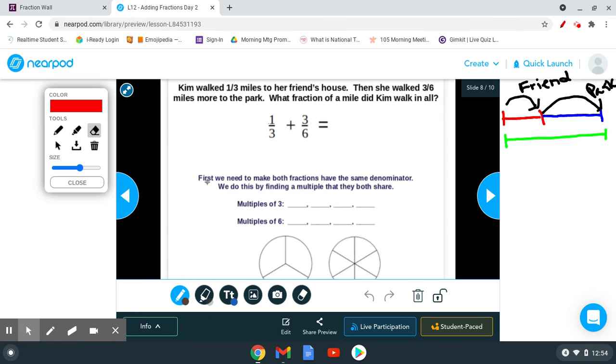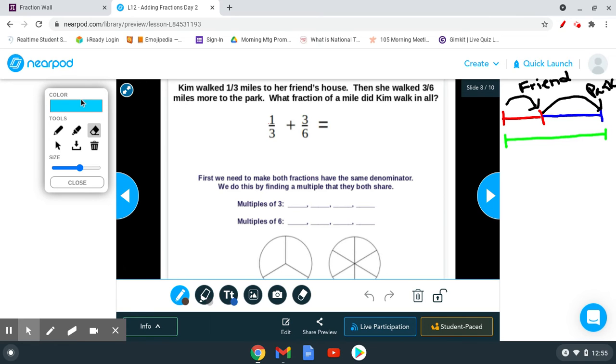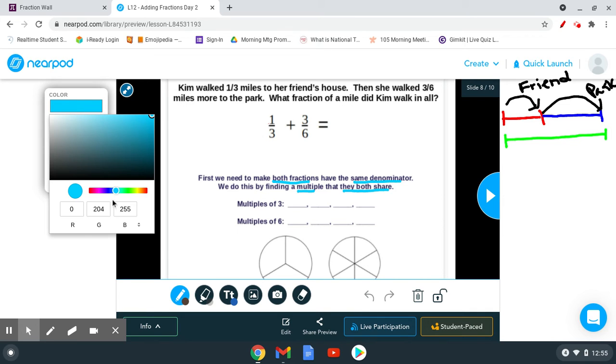So let's go ahead and read. It says, first, we need to make both fractions have the same denominator. All right, so we need both fractions to have the same denominator. We're going to figure out what that denominator should be by using multiples that they both share. Multiples is just another way of skip counting. So we are going to go ahead and skip count by our denominator of 3 and 6 and find a number that's on both lists.